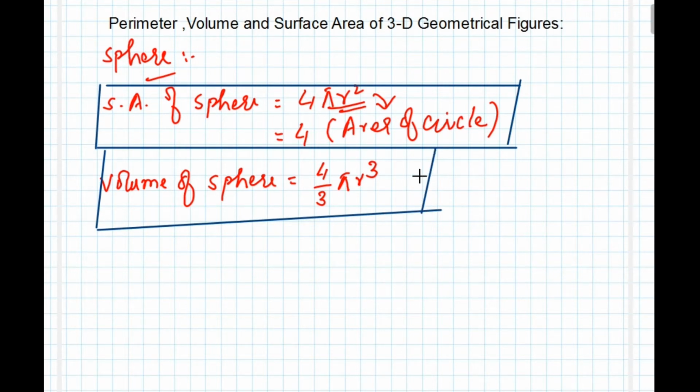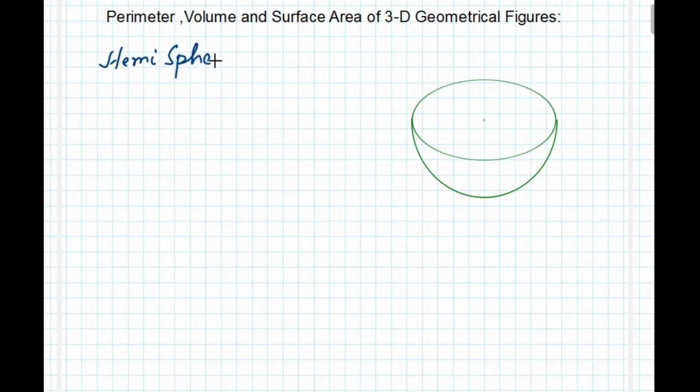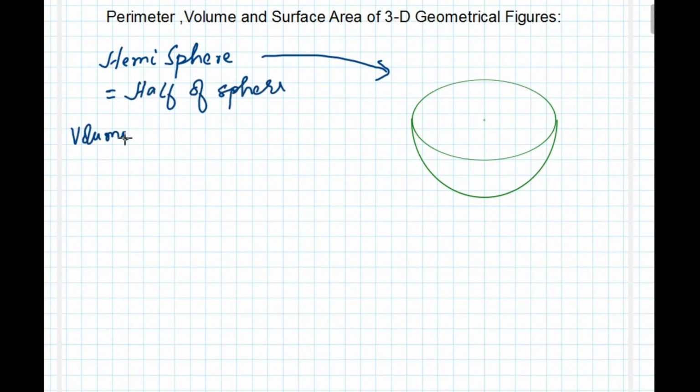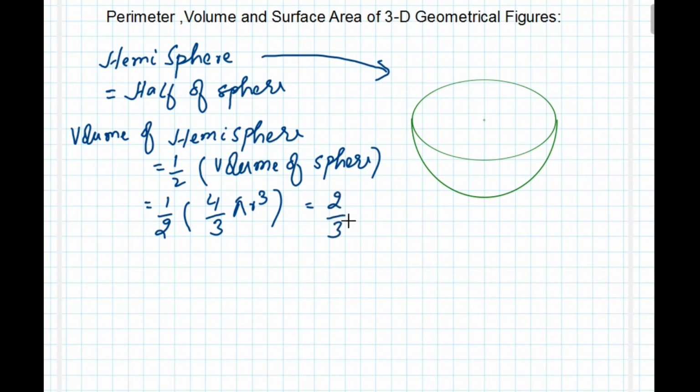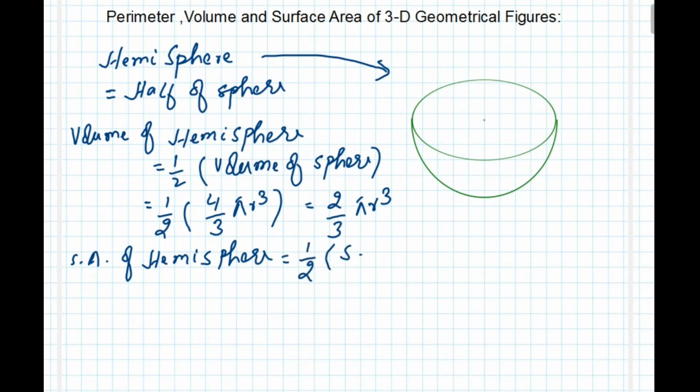Next 3D shape is the hemisphere. It is half of a sphere. Therefore, its volume is equal to half of the volume of a sphere, and it is equal to 1 upon 2 (4 upon 3 pi r cube), which is 2 upon 3 pi r cube. And the surface area of a hemisphere is equal to half of the surface area of a sphere, which is 1 upon 2 (4 pi r square), and it is equal to 2 pi r square.